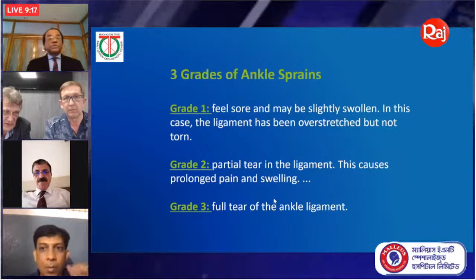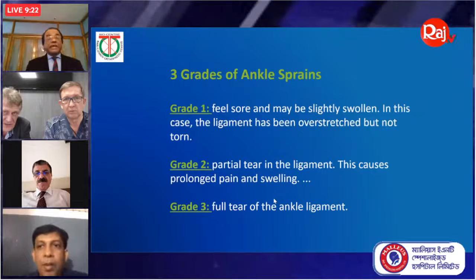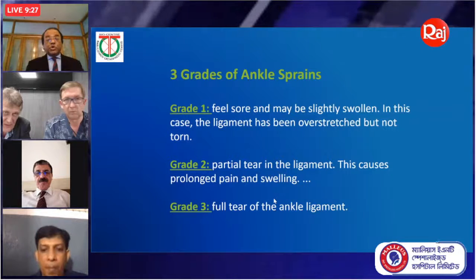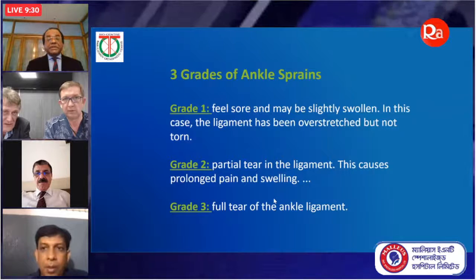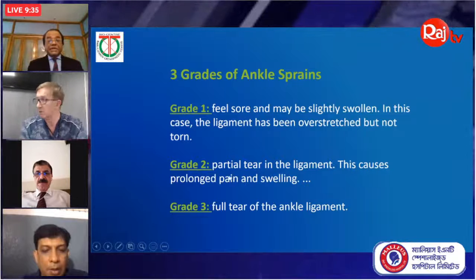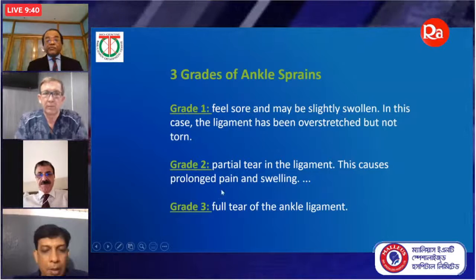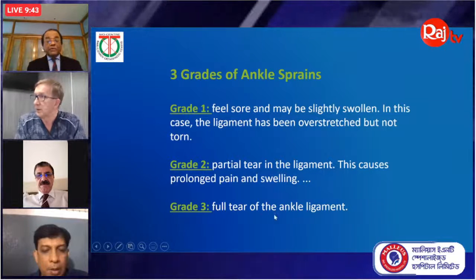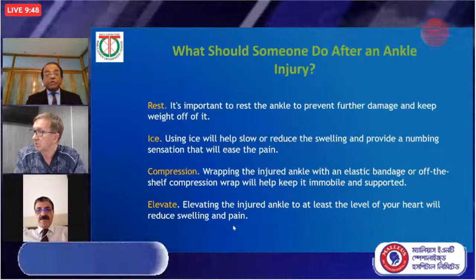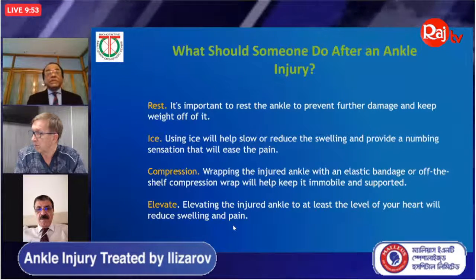Now, regarding the ankle sprain, we should have to remember the 3 grades. When you are thinking about grade 1, you will feel sore and maybe slightly swollen. In this case, the ligament has been overstressed but not torn. Grade 2, partial tear in the ligament, and this causes prolonged pain and swelling. So this is different from grade 1. And whenever you talk about grade 3, full tear of the ankle ligament, this is accountable for grade 3.